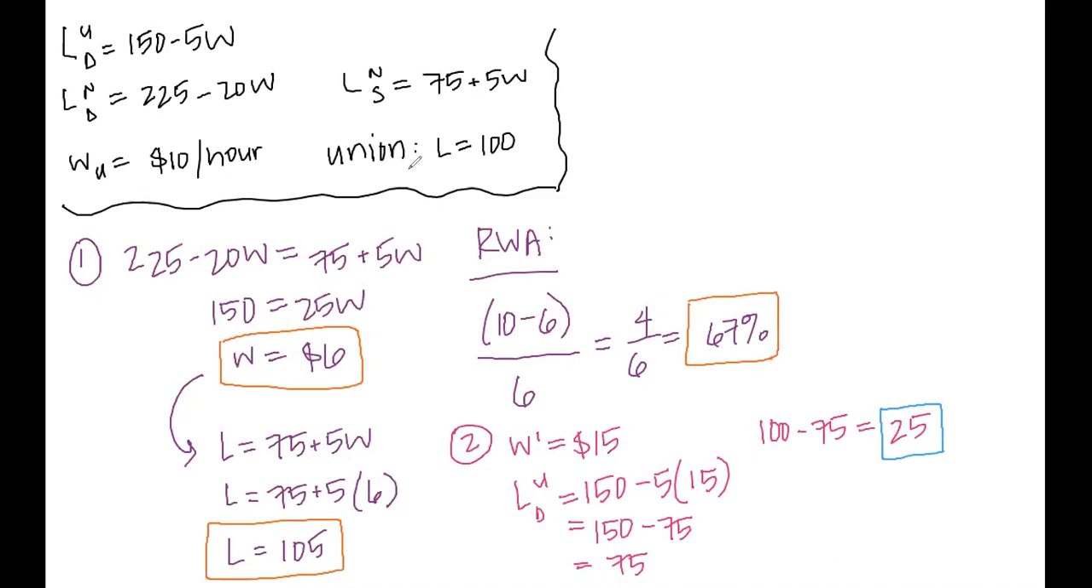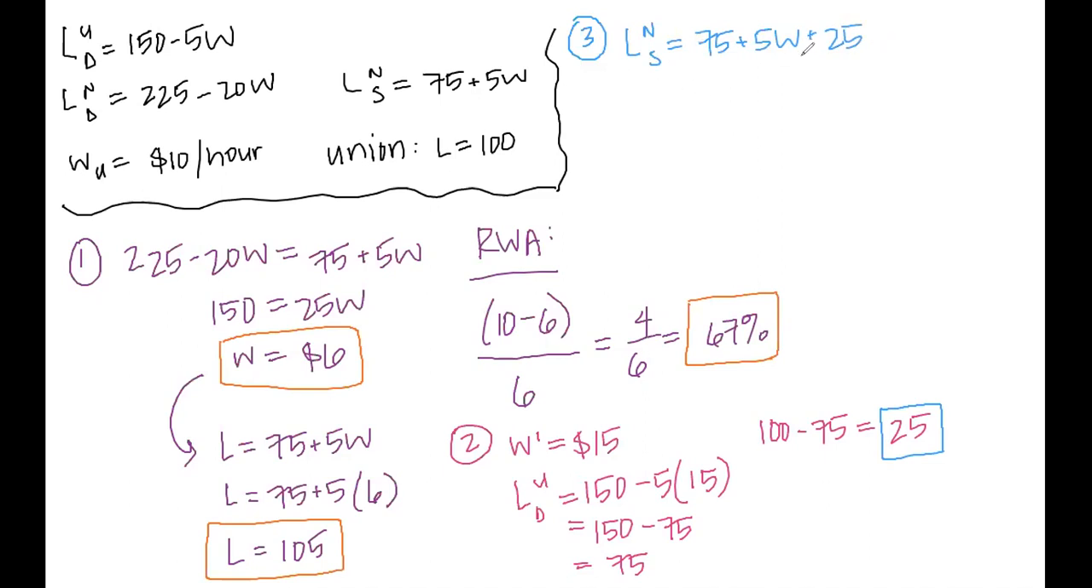So what happens in part 3 is that these 25 workers who lost their job now move to the non-union sector. This changes our supply equation, because the increase of workers in the non-union sector increases the labor supply. So we have to change this equation. LNS now becomes 75 plus 5W, and then we are tacking on those 25 new workers at the end. And then we can solve equilibrium the same exact way.